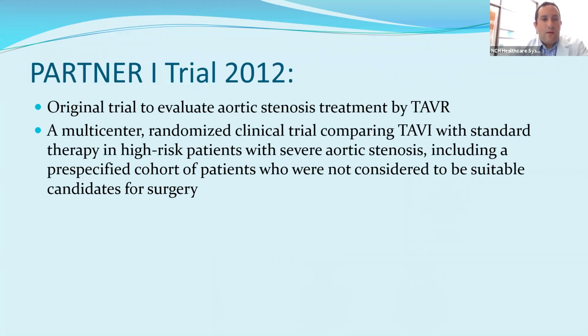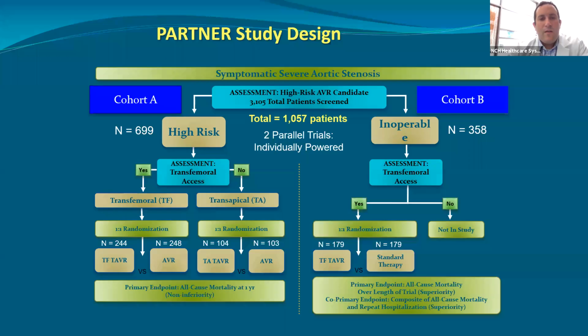So as far as outcomes, this all started in about 2012 with what we call the PARTNER trial. And that was evaluating patients that were too high risk for surgery to determine whether they would do better with medical management versus transcatheter valve. They were the inoperable patients.